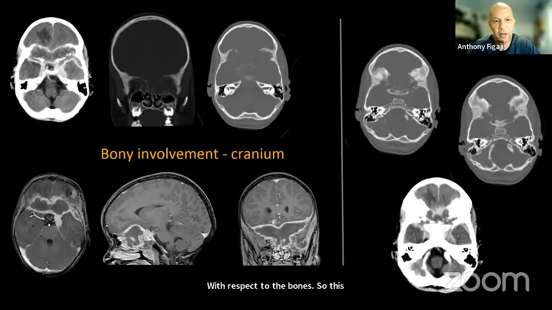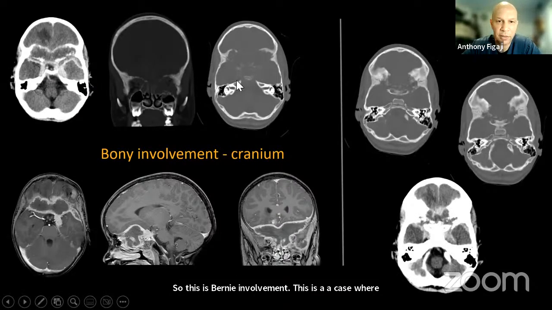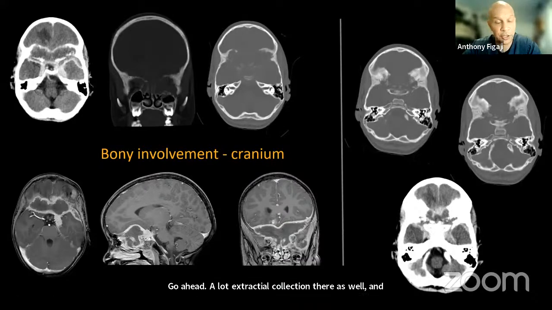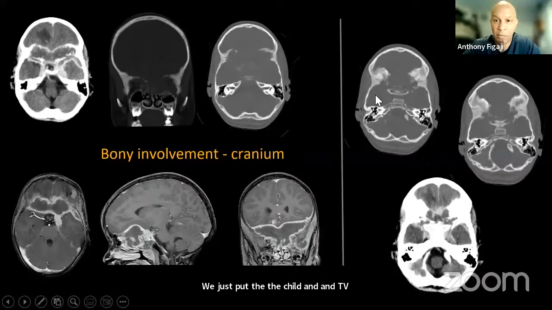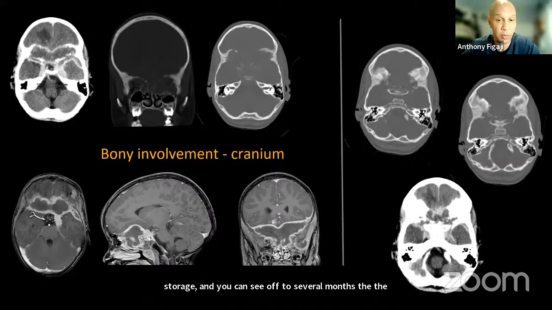So this is bony involvement. This is a case where you can see the whole of the base of skull here is just eaten away by tuberculosis, and it's got a large extraaxial collection there as well. And I don't think we drained this at all. We just put the child on TB medication and steroids, and you can see after several months, the bone is starting to heal. And that's usually the case once you've identified the bug and you've treated it.